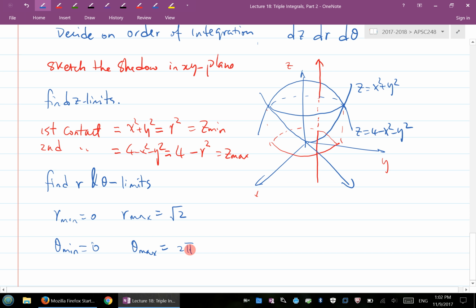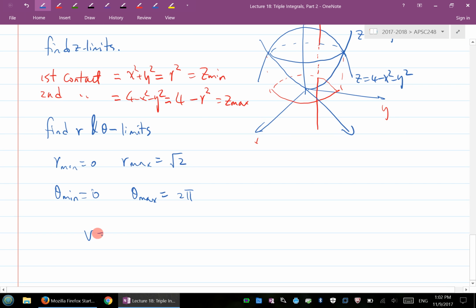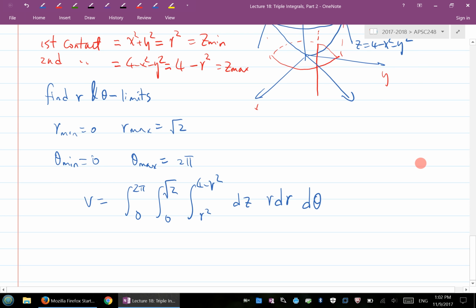So now everything is here. Your volume in cylindrical coordinates will be r squared to 4 minus r squared, then the r limits and the theta limits. First you do dz, then dr, then d theta. Don't forget this small r here, that's the scaling factor for cylindrical coordinates. So this will be a much easier integral to evaluate than that triple integral in Cartesian coordinates.